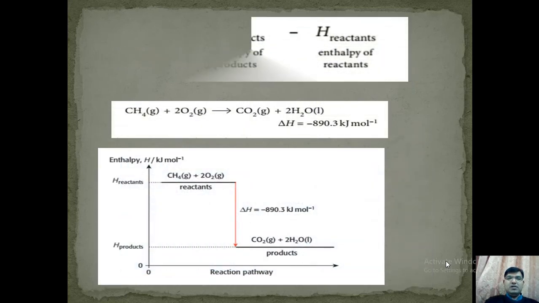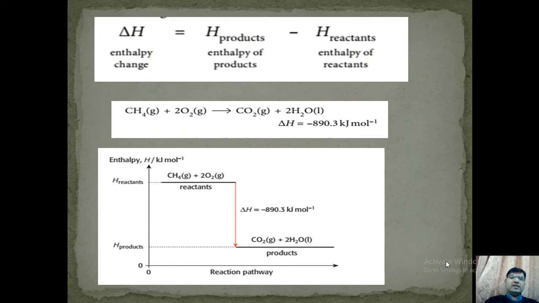Okay, here is the equation. Delta H, the total enthalpy change, is equal to the heat given out by the product, or enthalpy of product, minus the heat of the reactant, or enthalpy of reactant. We can discuss this by the example of methane. When it burns, carbon dioxide is produced, water is produced and heat is also produced. The delta H for this reaction is minus 890.3 kilojoule per mole.